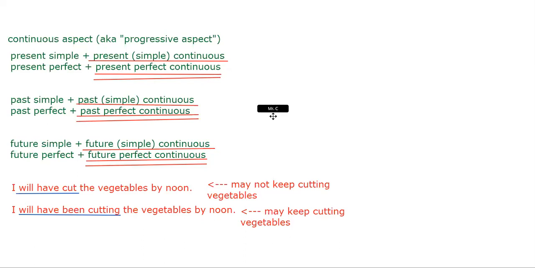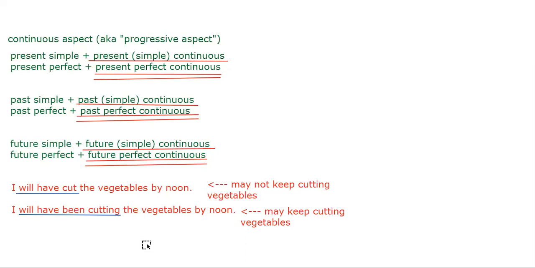But there are times where you could actually use either. Like in this example, you could use either more or less to mean that you might keep cutting. But if you use the second one, that's a stronger emphasis on the continuation. But yeah, there are times you could mix up the aspects a bit.